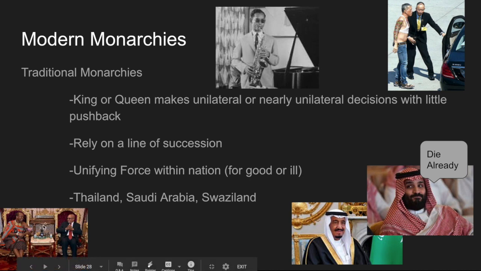Down here is the king of Swaziland, looking very fly in his Swazilandish clothes. So there's your modern monarchy, kind of like a dictatorship, but instead of being taken over by force, it is taken over by a hereditary king or queen. All right, done with saxophones and petrodollar murders.